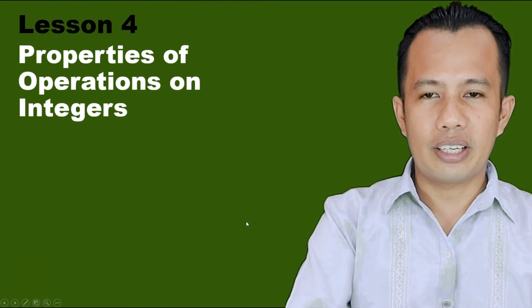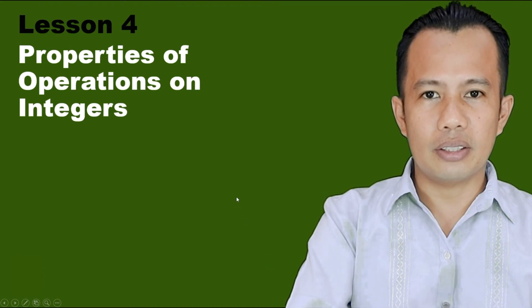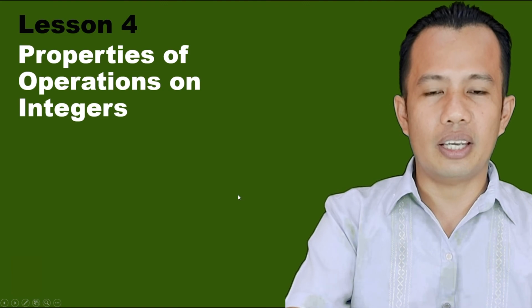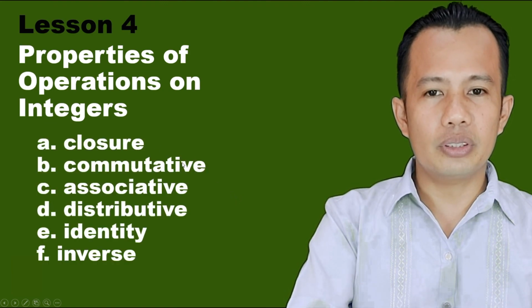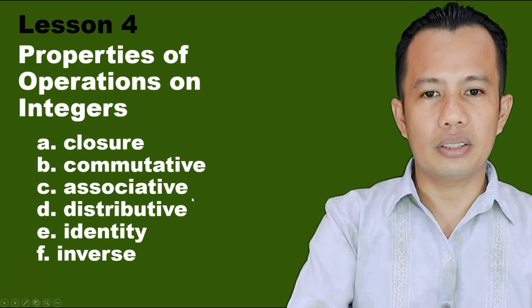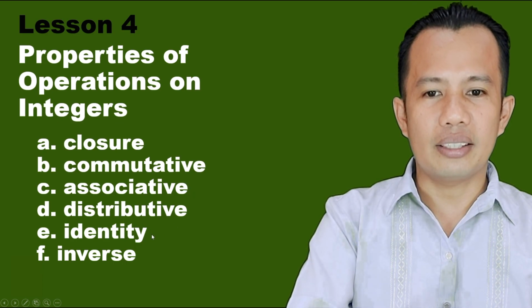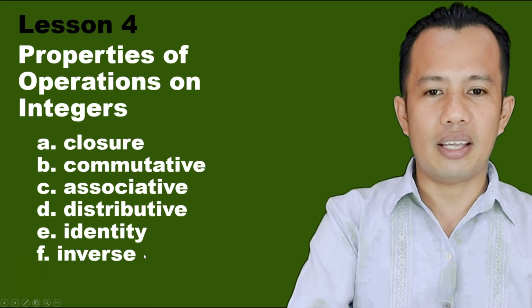That's all for our lesson 4, properties of operations on integers. Number 1, closure, commutative, associative, distributive, identity, and inverse.